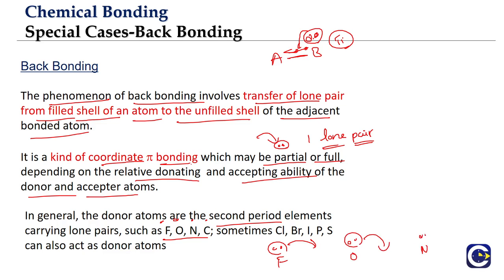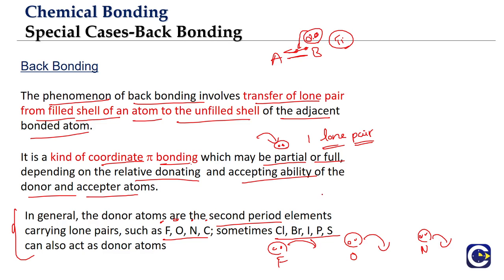Okay, so whether it is oxygen, nitrogen, fluorine, all of them will have the tendency to form this back bond. And we can even have back bonding shown by chlorine, bromine, iodine, phosphorus, sulfur. So we can have specific examples where even these atoms can act as donor atoms. So donor atoms will be typically our second period elements which have these lone pairs: fluorine, oxygen, nitrogen, carbon. We can also have examples where chlorine and phosphorus are able to act as donor atoms. So this is the context of back bonding.